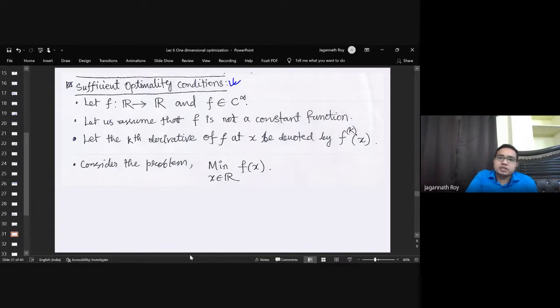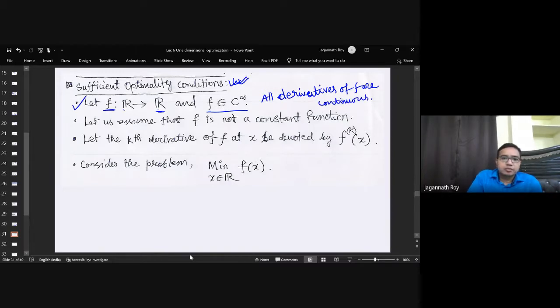Now we have seen the necessary and sufficient conditions. So what will be the sufficient optimality conditions? Under which conditions can we find an optimal solution? Remember the existence of a solution. So here, f is a one variable function from real numbers to real numbers, and f is infinitely many times differentiable. All derivatives of f are continuous.